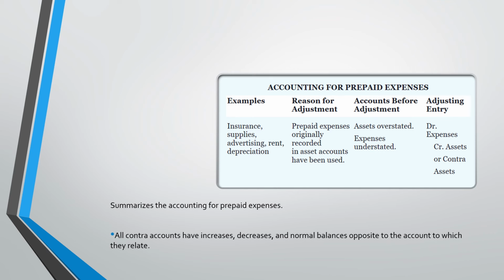All right, just a real quick summary. This is the summary of the accounting for prepaid expenses. Here you go, examples for insurance, supplies, advertising, rent, and depreciation. So depreciation is going to be considered a prepaid expense. The reason for adjustment is that prepaid expenses originally recorded in asset accounts have been used.